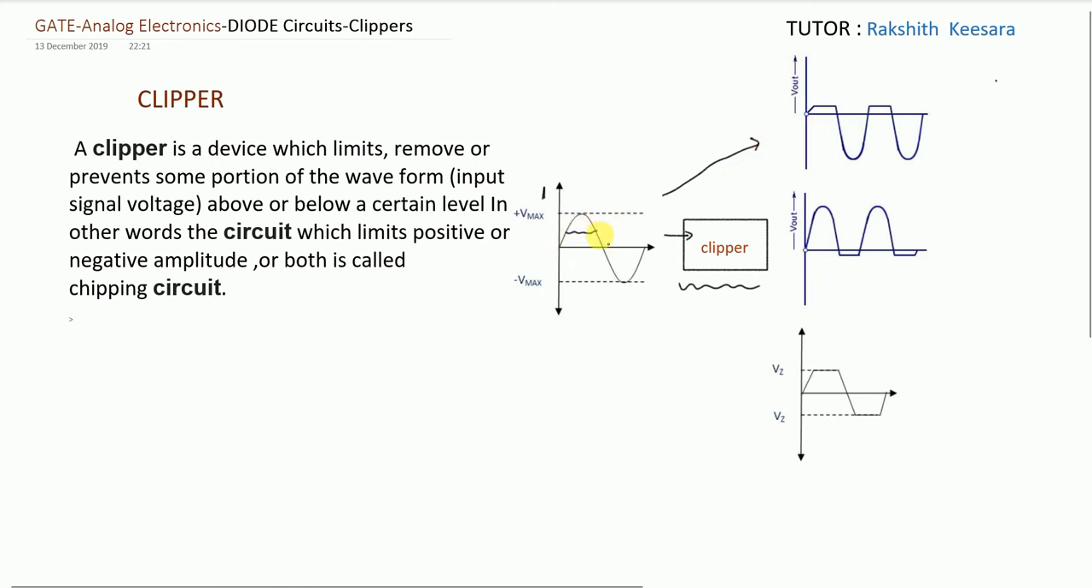It can clip completely or only some of the positive part. It is the output waveform. This kind of clippers are called as positive clipper. And similarly, if it clips only the negative side, it is called as negative clipper. If it clips both sides, this is the output waveform. It is called as two-level clipper. So basically what it is doing is, it is changing the shape of the waveform by this action. So it is also called as wave shaping circuit.